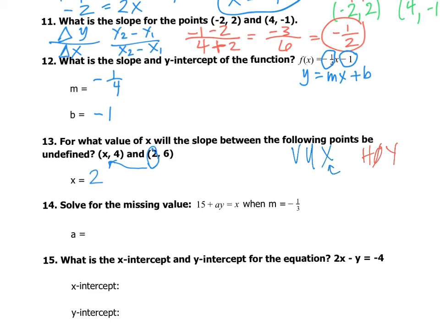Okay, number 14 is asking us to solve for a missing value. It gives us the equation and it gives us the slope. So the first thing that we need to do is put this in slope-intercept form.